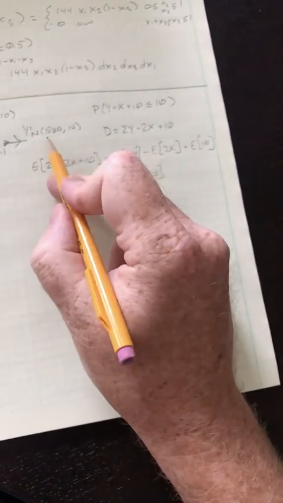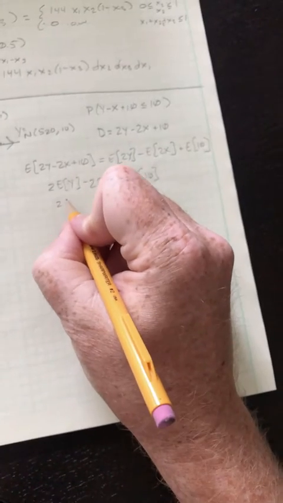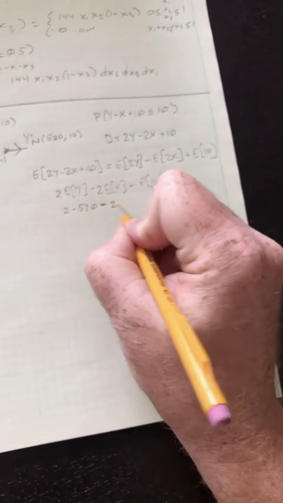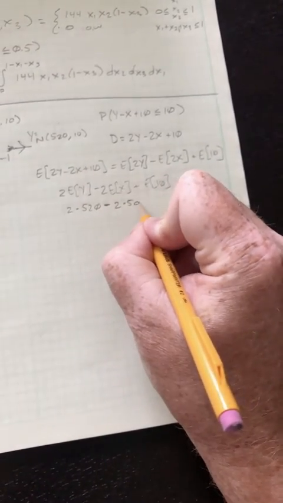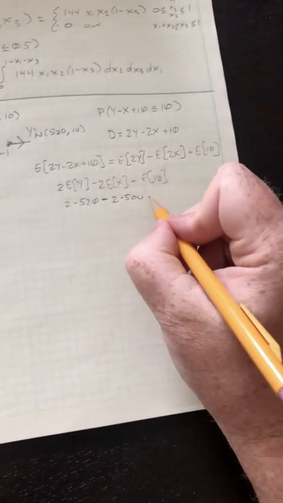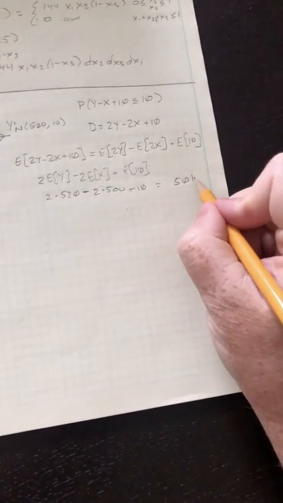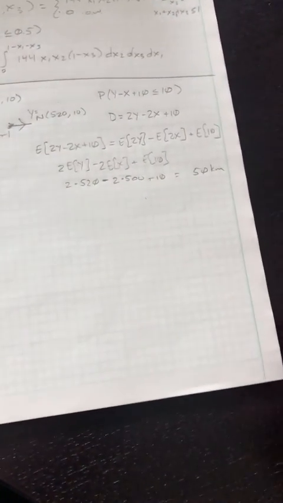And the expected value of y we know is 520. So that's going to give me 2 times 520 minus 2 times 500, which is the expected value of x, plus 10. And that's going to give me a value of 50 kilometers. So that's my expected value.